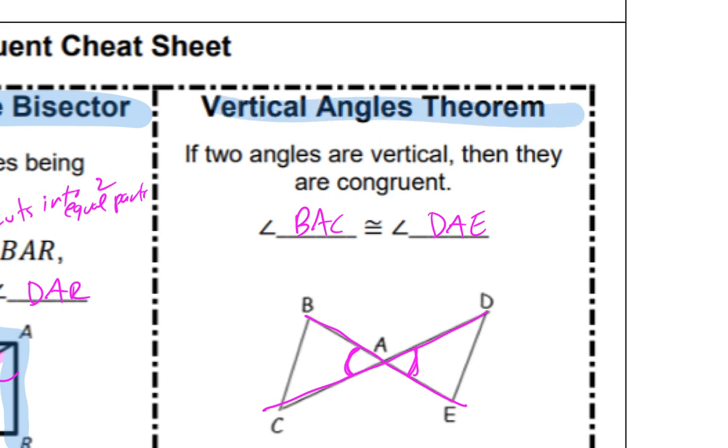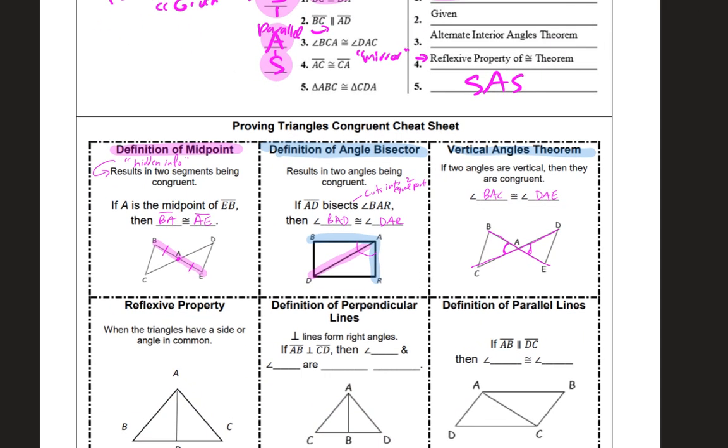Okay? So those are the first three hidden information, right? If we know it's a midpoint, then we know that those are equal. If we say this bisects, then we know two angles are congruent. If we know it's vertical, then we know those two are congruent. That's the hidden info. And that's what we want to understand by knowing that.